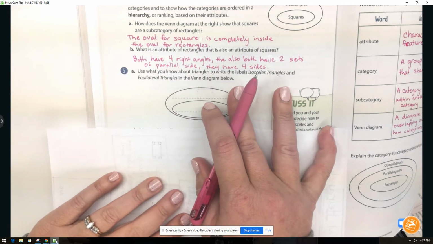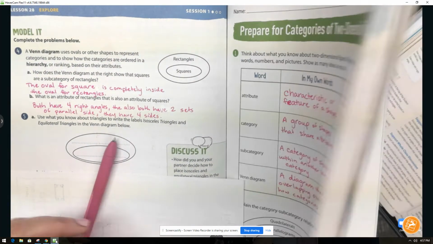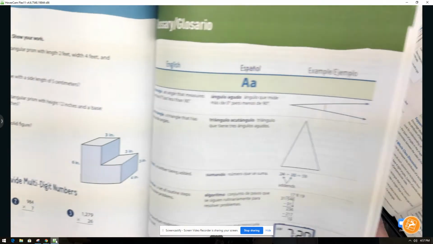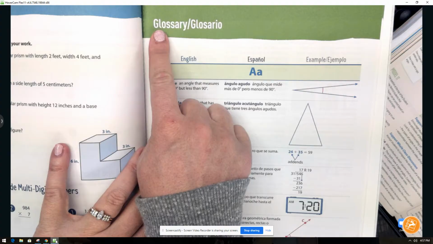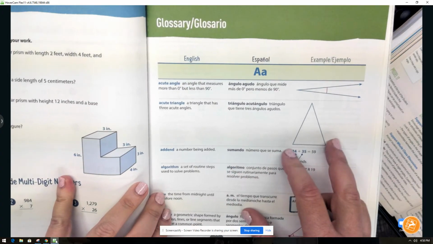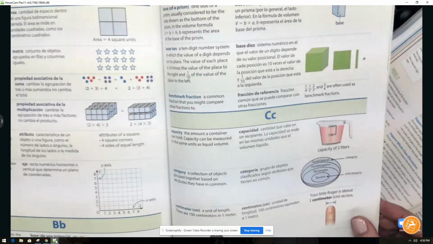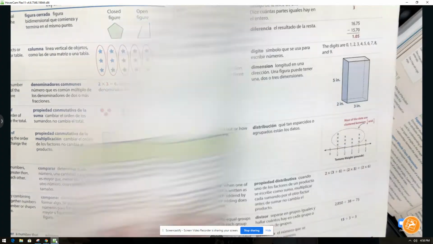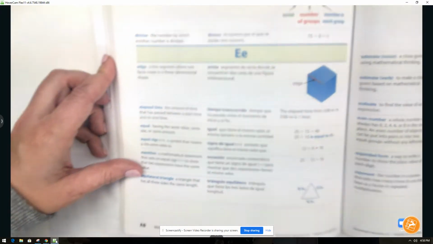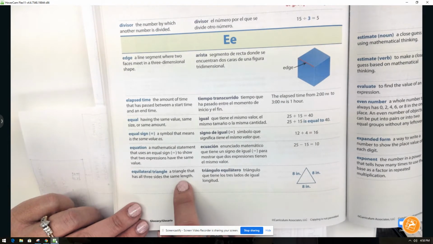Now, if you're not sure, if you don't remember those from 4th grade, I'm going to show you a little trick. If you go to the back of our math book and you go back to page A1, you're going to find what's called a glossary. And the glossary is both in English and in Spanish, and it's going to give you the definitions of words that you might not know. So if we go to the E section, and we look up equilateral triangle, we're going to find out that an equilateral triangle is a triangle that has all 3 sides the same length.